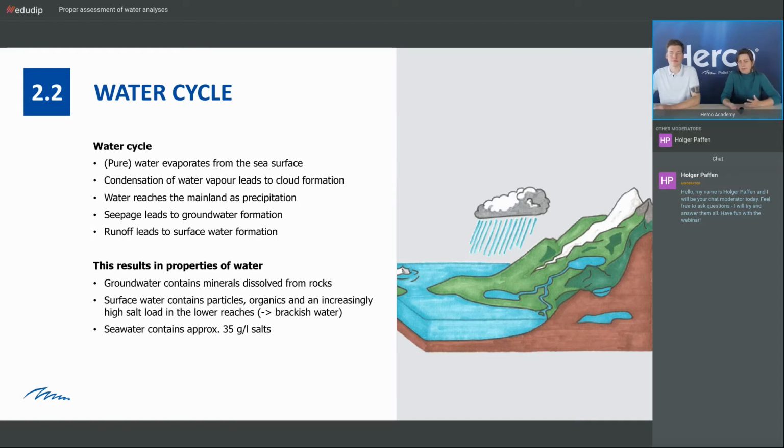This has some influence on the properties of water, of course. So groundwater passes certain rock formations and will contain mainly minerals that are dissolved from these rocks. Surface water will contain particles, for example, sand, clay, and so on, organic material as well. And also, as we go down the reaches of the river, we will have an increasingly higher salt load, so that at the end, just before the river mouth, we will have brackish water. And then we come to seawater, where, because of the constant evaporation, we have a relatively high salt content of approximately 35 grams per liter.